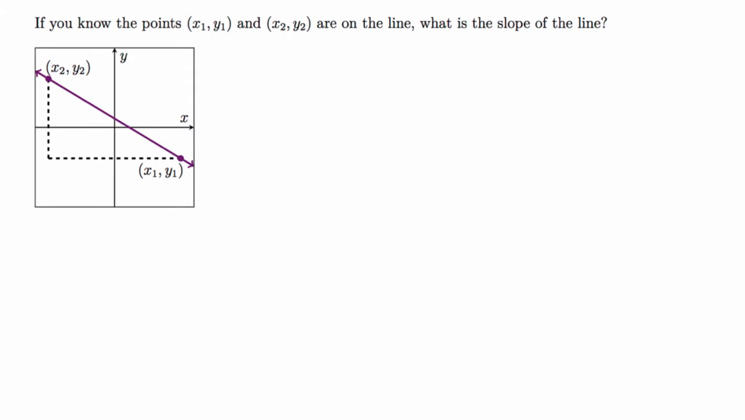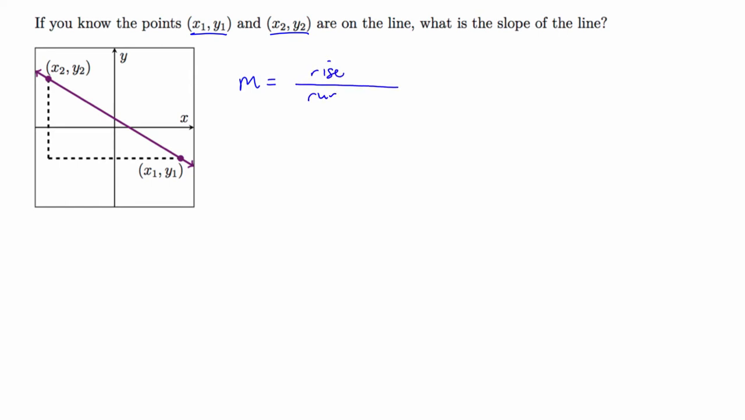So in this example, we've got a general line that has 2 points, x1, y1, and x2, y2. The subscripts of 1 and 2 are just used to connect x1, y1 as an ordered pair, and x2, y2 as an ordered pair, but a different ordered pair. So if you know the points x1, y1, and x2, y2 are on the line, and you're asked what's the slope of the line, we still go back to the idea: the slope m is equal to the rise over the run.